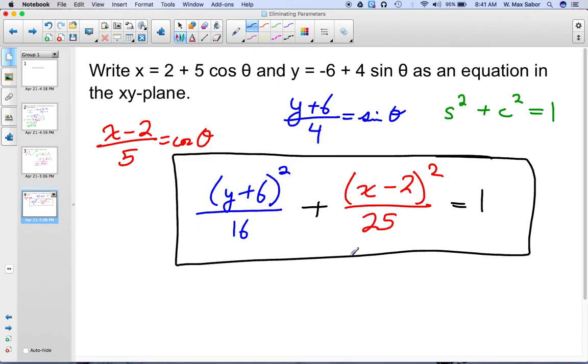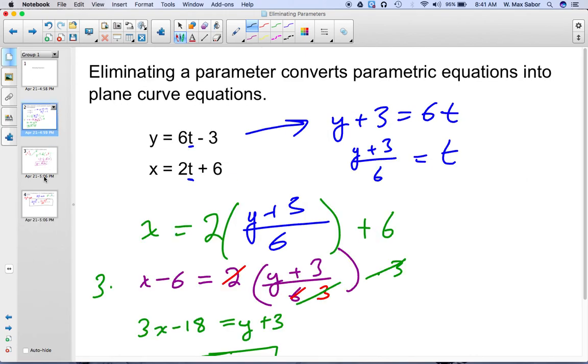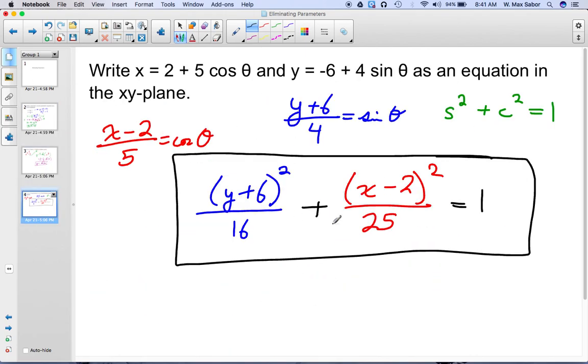You should recognize this plane curve as an ellipse with major axis 10 and minor axis 8. So that's how we can eliminate parameters, either by solving for one variable and substituting in, or by setting up something in terms of an equation that we know is true, like an identity.